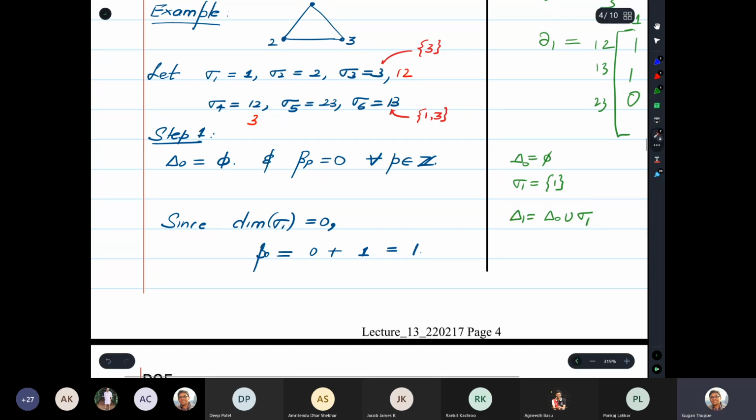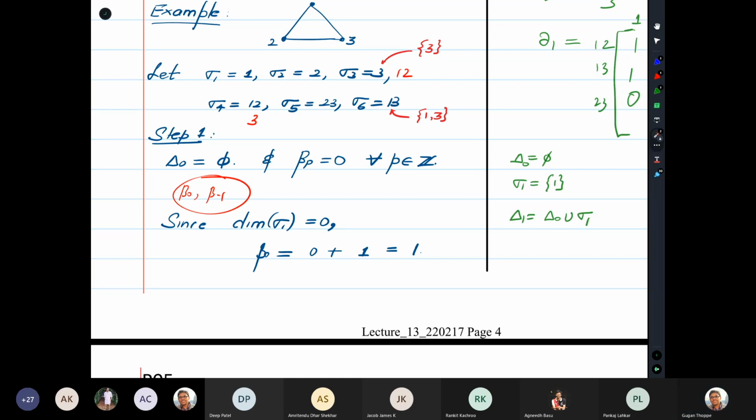So what does this proposition tell us? The proposition tells us that, since this sigma 1 has dimension 0, the only thing that could change is Betti 0 or Betti minus 1. All the other Betti numbers are going to remain the same, right? And now we have to check whether it will increase Betti 0 by 1 or whether it will decrease Betti minus 1 by 1. Okay, so let's try to verify this, right?